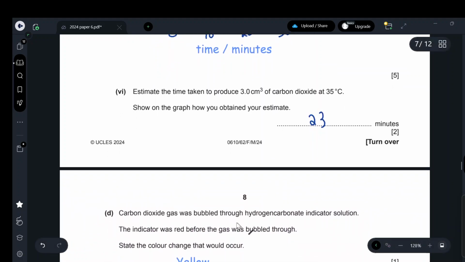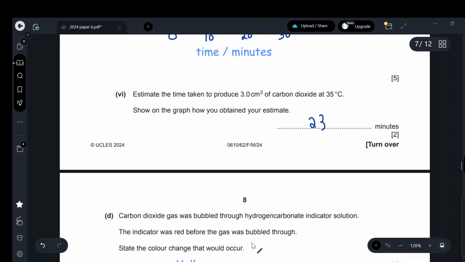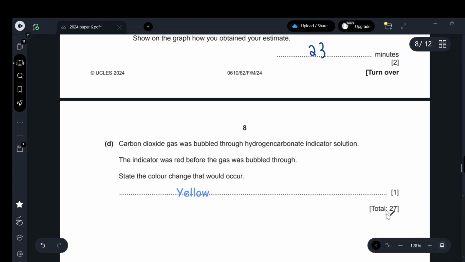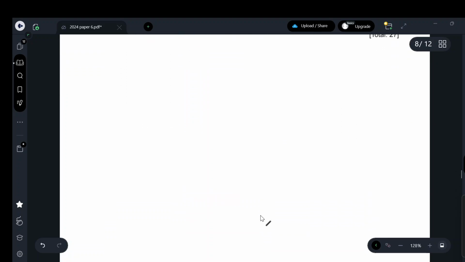Carbon dioxide was bubbled through the hydrogen carbonate indicator. The hydrogen carbonate indicator, we took it before. It is red before the gas was bubbled through. When the carbon dioxide bubbles, reacts with the hydrogen carbonate, it will give me yellow color. Okay, this is the first question. 27 marks for the first question.